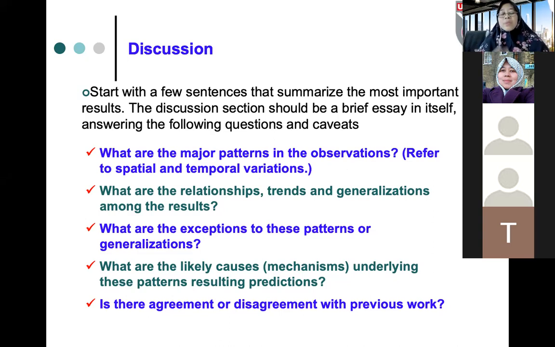The observation. So you look at the graph, you look at the bar chart, you look at the pie chart, or data in tables, and discuss the patterns, okay? If it is getting bigger, increasing or decreasing, then you tell the pattern first. Start with a few sentences that summarize the most important results, okay? This discussion section should be a brief essay in itself, okay?